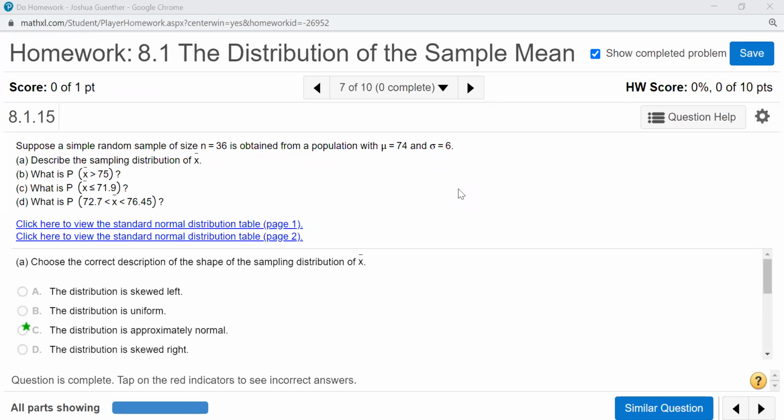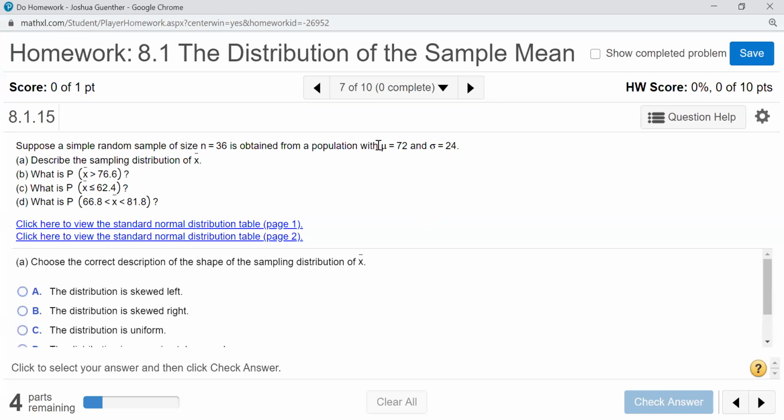Suppose a simple random sample of size 36 is obtained from a population with mu equals 74 and sigma equals 6. So mu and sigma given here are just the mean and standard deviation of the population that we're pulling a sample from. It does not say that the population is normally distributed. That's okay. So sorry, the numbers changed very slightly here.